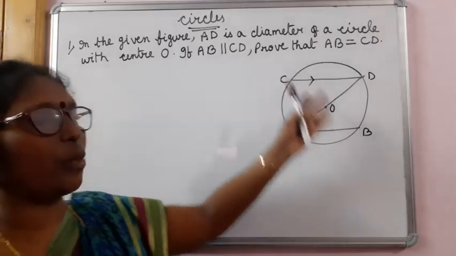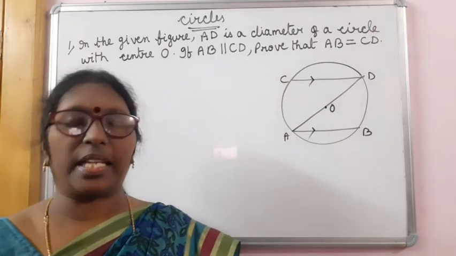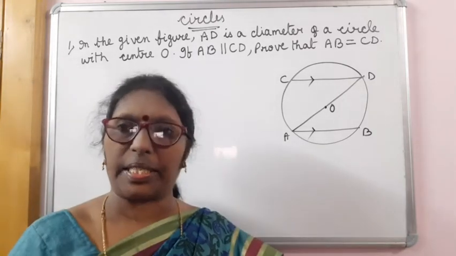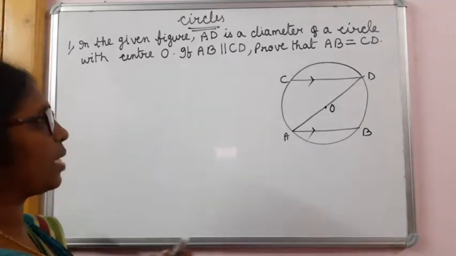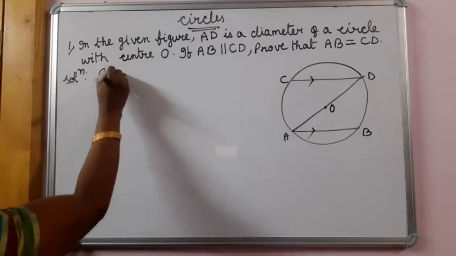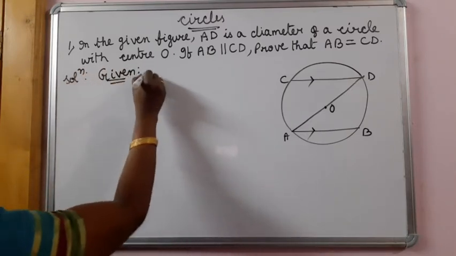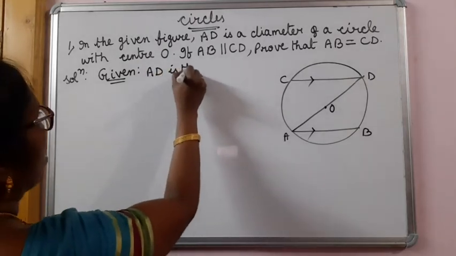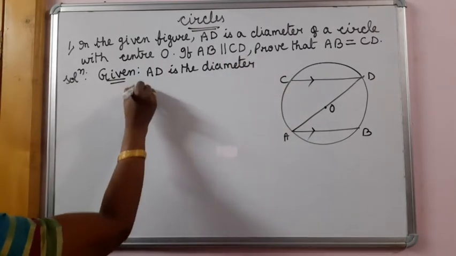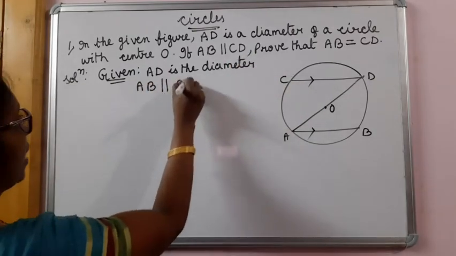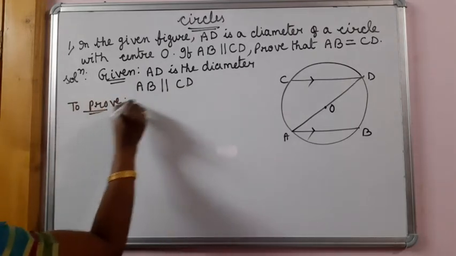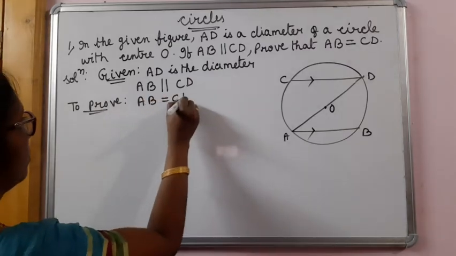Okay? So as it is a proof question, we know that what is given, what to prove, stepwise we have to do. If some construction is needed, we have to construct also. So let me write first what is given and what to prove. What is given here is AD is the diameter, and it is given that AB is parallel to CD. And we have to prove that AB is equal to CD.